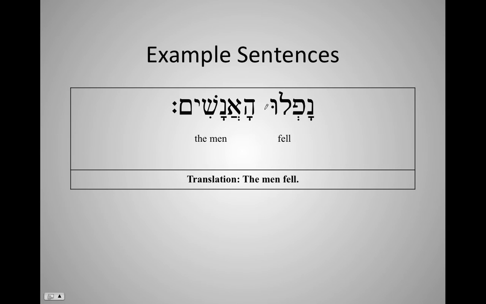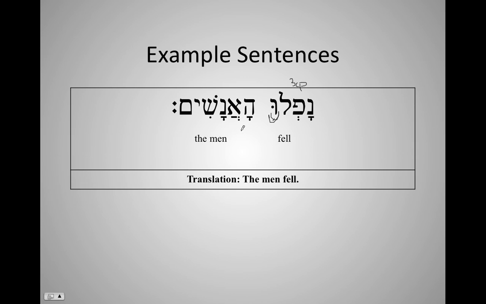And then here's another example. Third person verbs all can have a subject, I should say, that follows them. Here's another one so you can see a different type of verb with an ending. This is the shureq on the end of this one. Nafal means to fall. And with the shureq on the end, it means we have a third common plural, 3CP, subject, meaning it's third person, it's plural, can be either masculine or feminine.